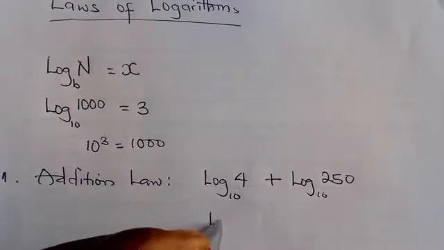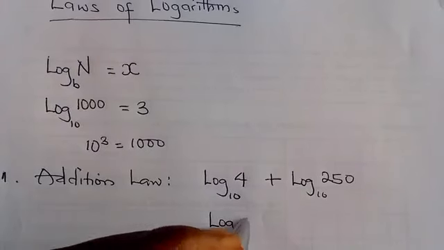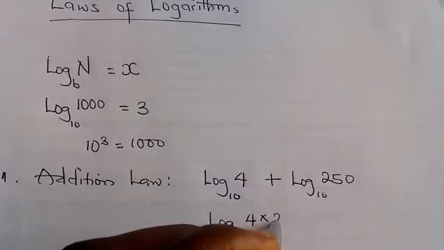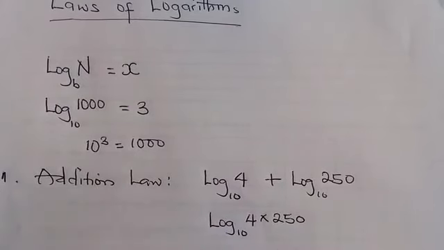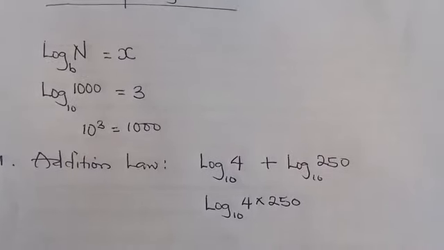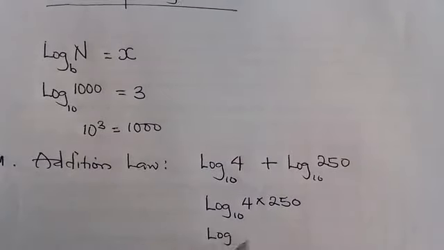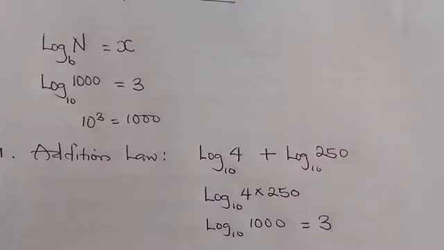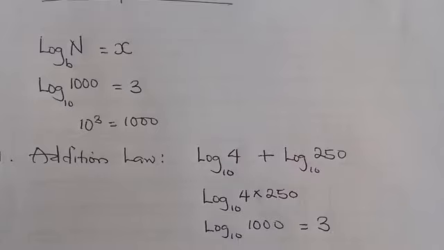That is, log 10 is their common base, so we're going to multiply 4 by 250, and that will give us log 10. 4 times 250 is 1000, and log 1000 to the base of 10 is equal to 3, because 3 is the number to which 10 must be raised to give this 1000.